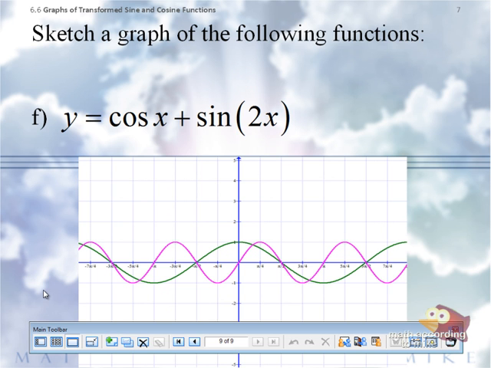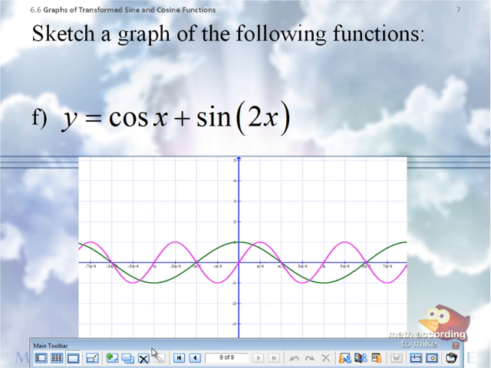And this last one here is called addition of ordinates. Basically what happens is when you take two trigonometric functions and add them together to make a new function. Now we can do this by hand, by plotting the combination of the y values.